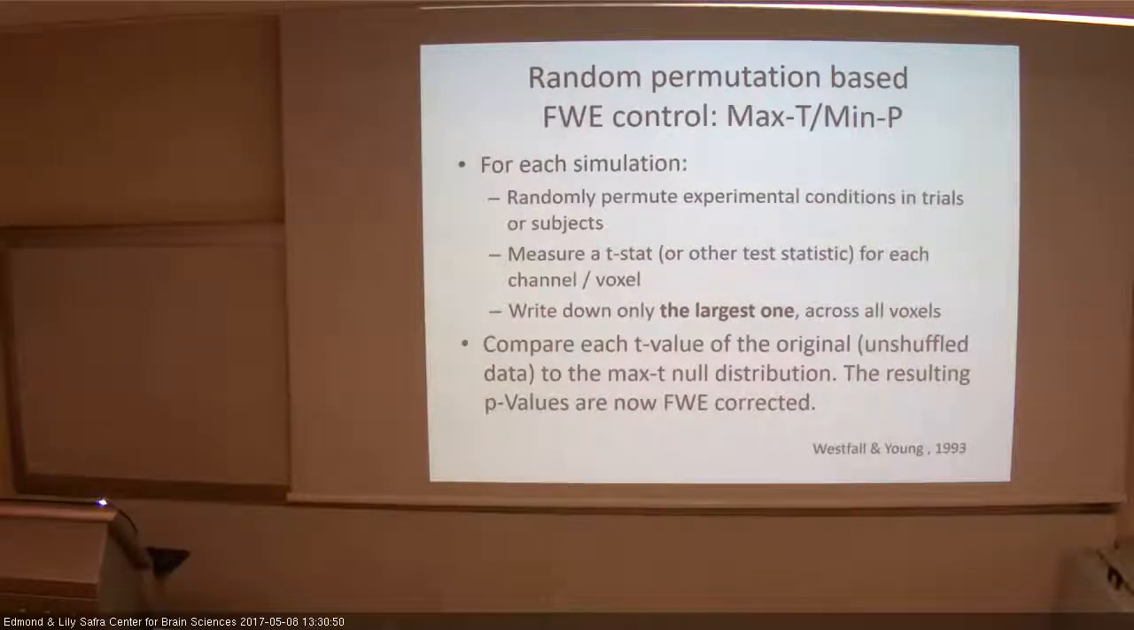For each voxel and each permutation, you will have a t statistic. And if you consider one simulation, one permutation, you can look at the maximal t statistic and write it down. Put it in your null distribution. And you do that many, many times until you generate an empirical null distribution of the largest t value that you can observe under the null.